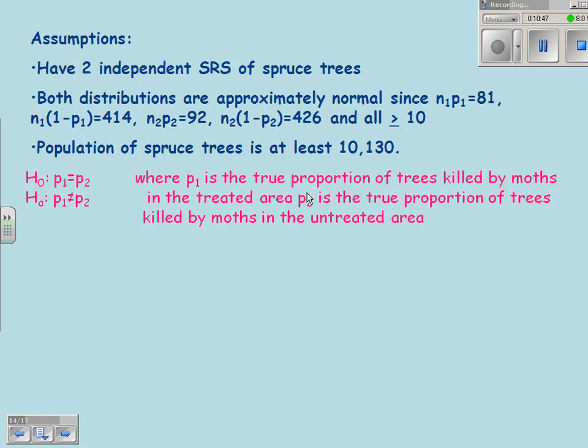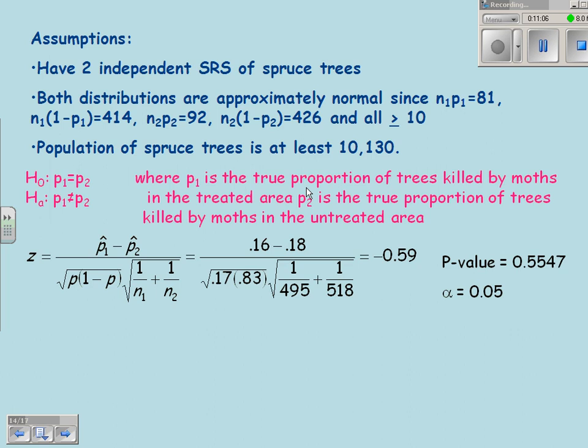Our null statement is P1 equals P2. And I'm saying P, but it's actually rho 1 equals rho 2 because it's the population parameter, where rho 1 is the true proportion of trees killed by moss in the treated area, and rho 2 is the true proportion of trees killed by moss in the untreated area.